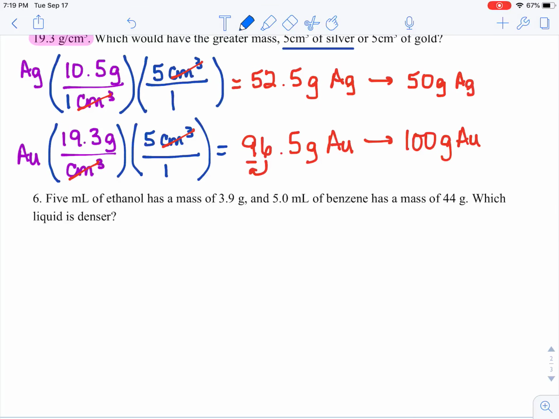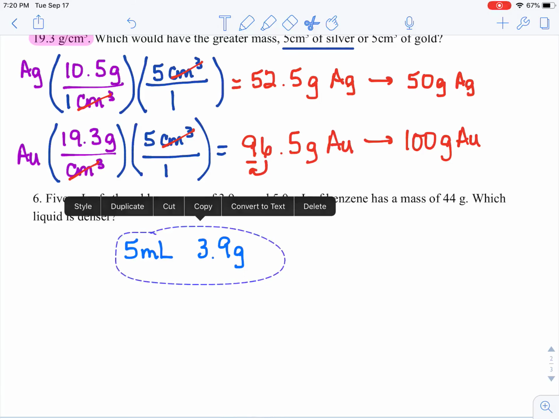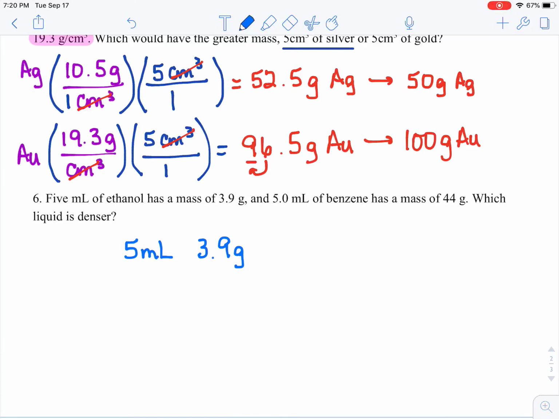And finally, looking at question number 6 here, we have 5 milliliters, so that's a volume, of ethanol. Ethanol is the alcohol that is found in beer, wine, and spirits. It's one of the substituted hydrocarbons that we'll learn about later in the year. And its mass is 3.9 grams. So let me just move this over so I can label that this is ethanol.